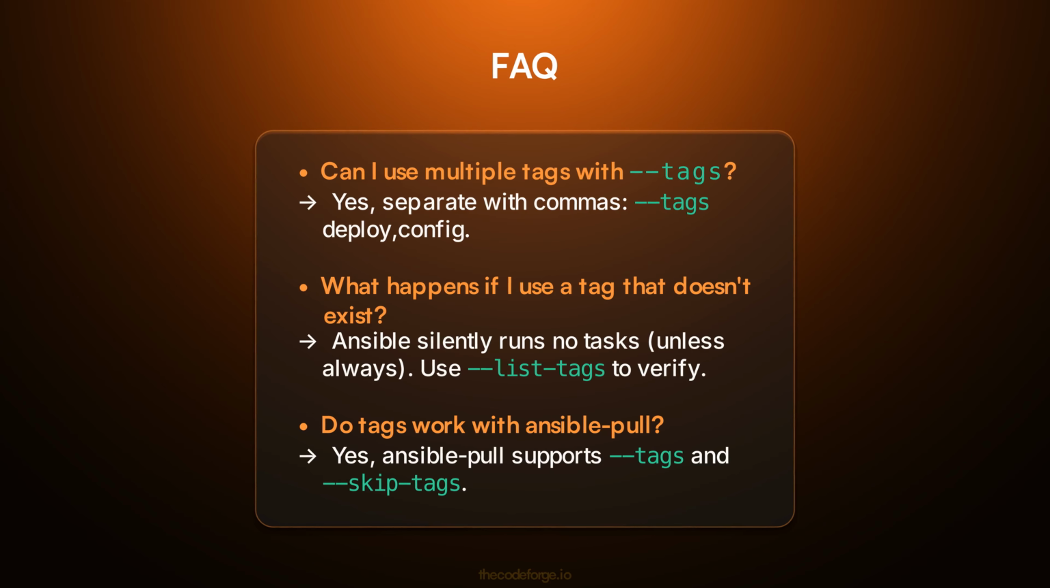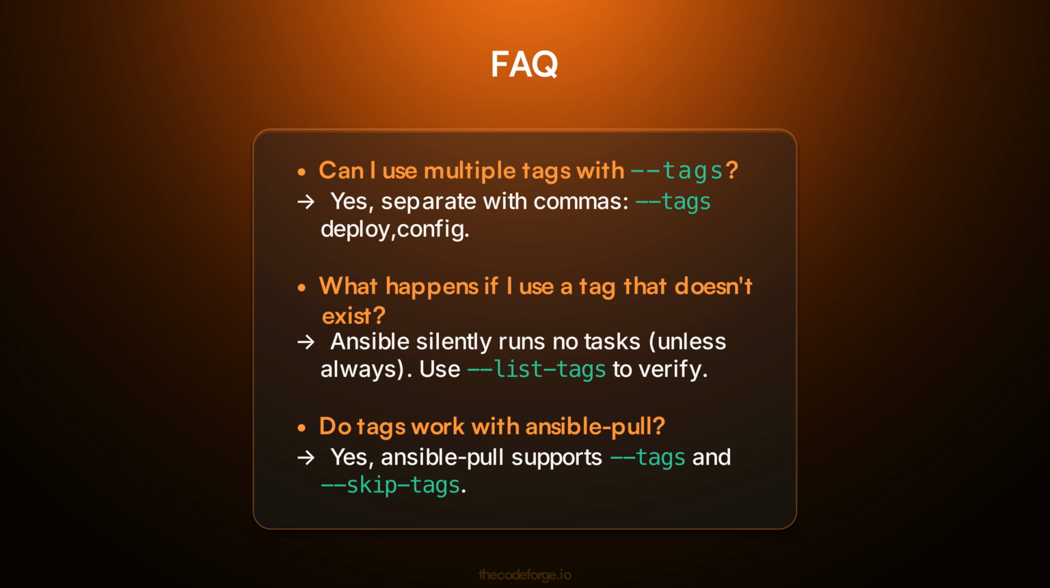And a few frequently asked questions. Can I use multiple tags with --tags? Yes, separate with commas: --tags deploy,config. What happens if I use a tag that doesn't exist? Ansible silently runs no tasks unless always. Use --list-tags to verify. Do tags work with ansible-pull? Yes, ansible-pull supports tags and skip-tags.